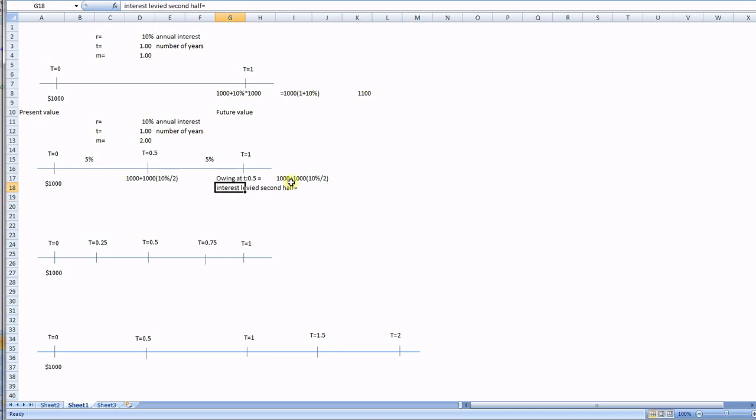Okay, so this is slightly more involved because we are going to levy the interest based on the amount outstanding as at t equals 0.5. So this will be 5% of the amount that is outstanding as at t equal to 0.5. So it's simply 5% multiplied by this amount.